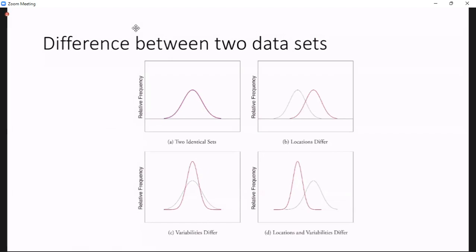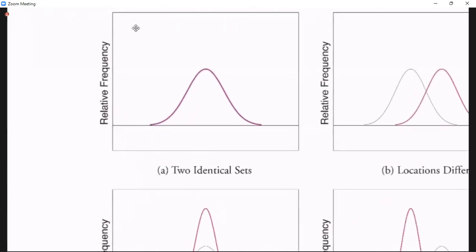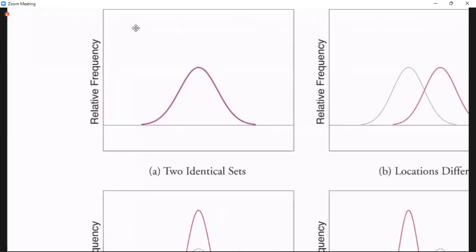Here actually, if you look at the first diagram, right? This diagram has two curves, but you can see only one because one coincides with the other one. Therefore, you can see only one curve, but there are two curves.